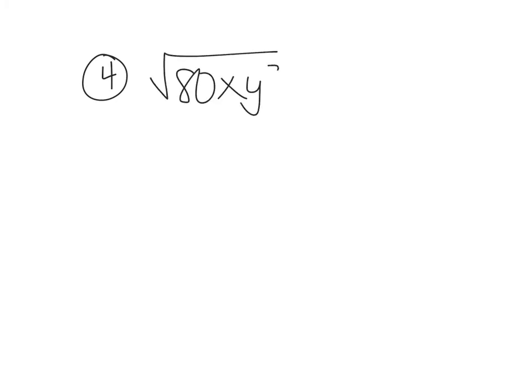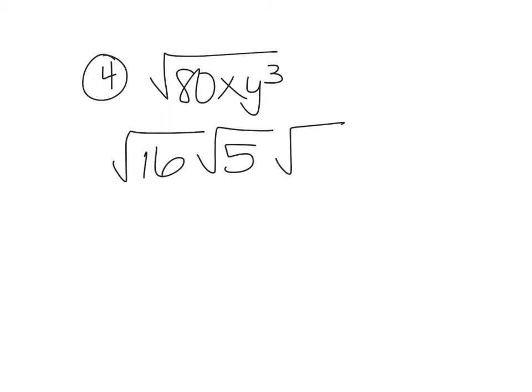So let's do another example. Let's do example 4. So it was the square root of 80xy cubed. Well, the largest perfect square that goes into 80, I think, is 16. So that's 16 times 5 is 80.